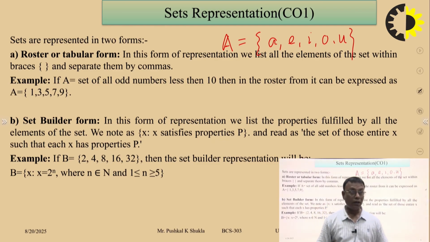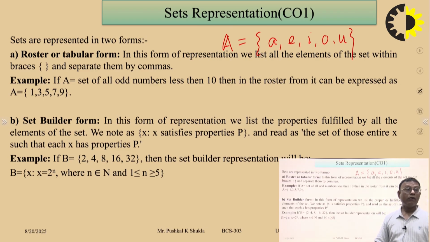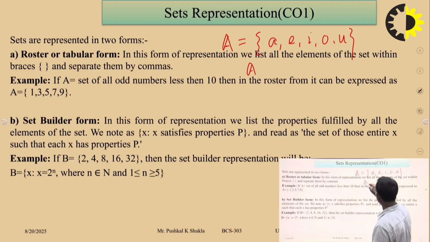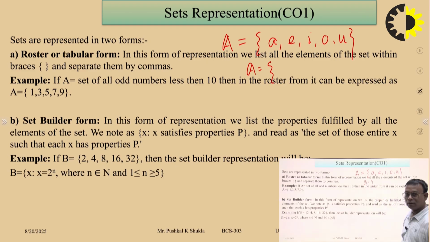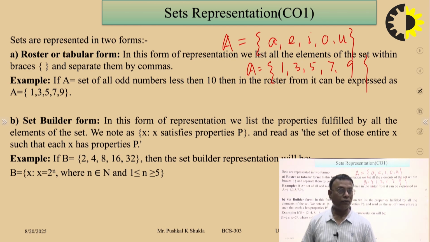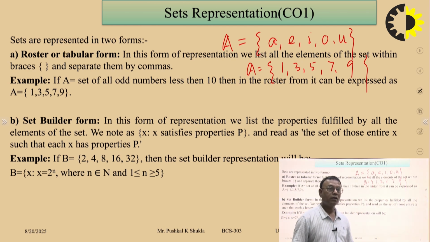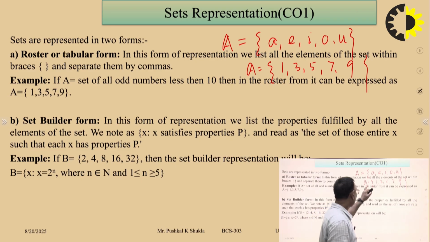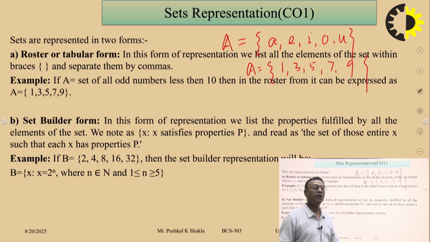Another example: set A of all odd numbers less than 10. So A is the set of all odd numbers less than 10: {1, 3, 5, 7, 9}. What we are doing here is listing all the elements one by one, separated by commas and enclosed within braces. So this is an example of roster or tabular form.